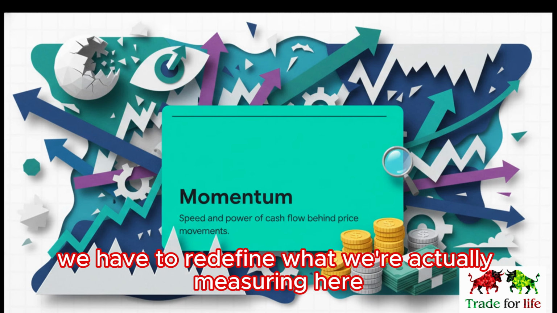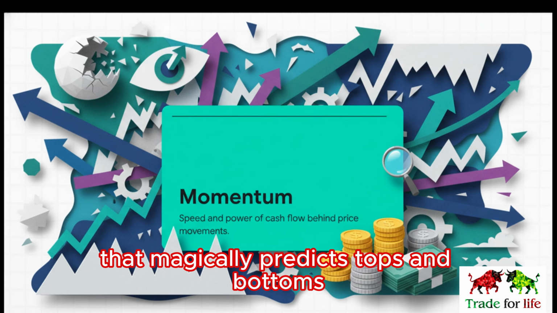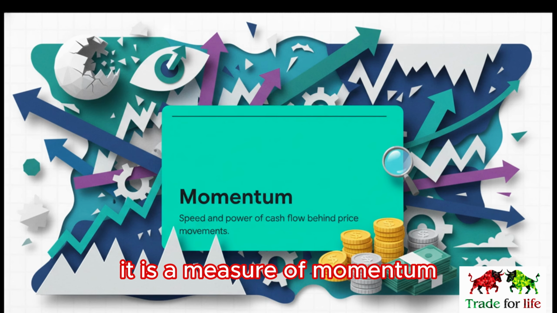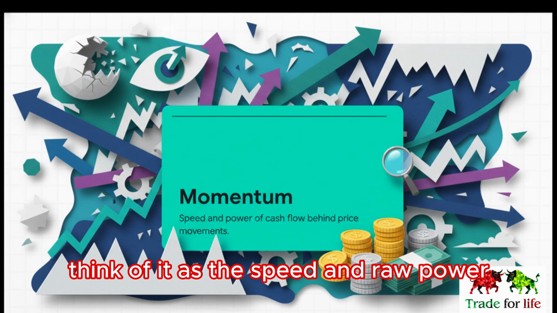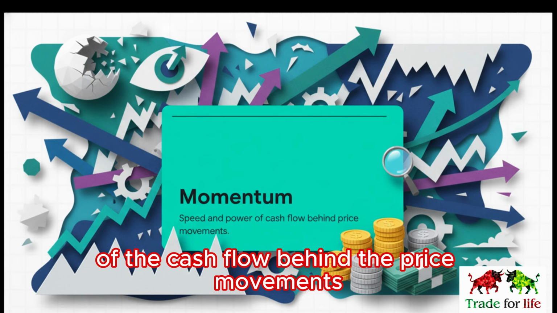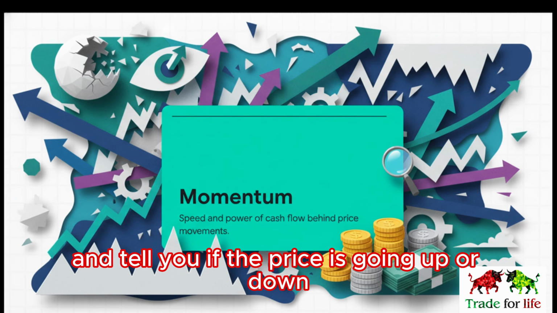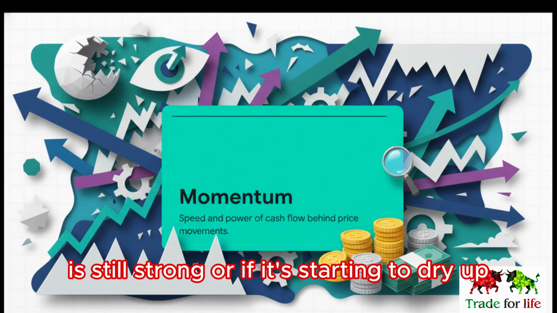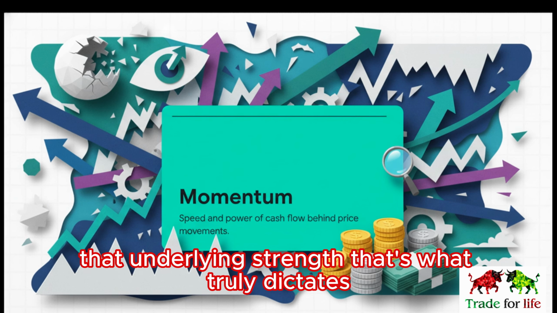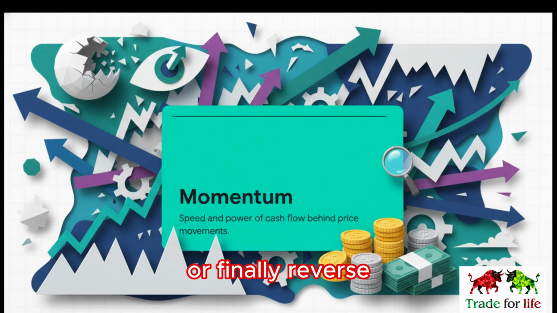We have to redefine what we're actually measuring here. RSI is not some crystal ball that magically predicts tops and bottoms. It is a measure of momentum. Think of it as the speed and raw power of the cash flow behind the price movements. Literally, anyone can look at a chart and tell you if the price is going up or down. But understanding RSI means seeing whether the buying power behind that move is still strong, or if it's starting to dry up. That underlying strength, that's what truly dictates whether a trend is going to keep running or finally reverse.